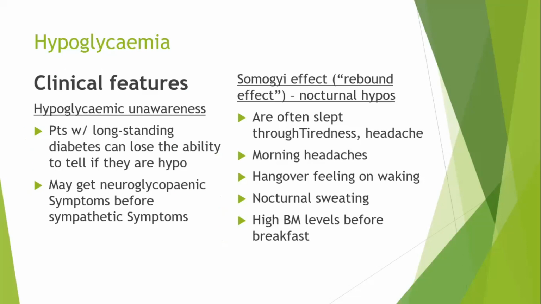The one that we were talking about previously was patients with long-standing diabetes can lose the ability to tell if they're in hypos. So they skip the sympathetic stage and go straight to the neuroglycopenic stage. So that's what you need to really watch out for, patients that can just go straight to the second stage.